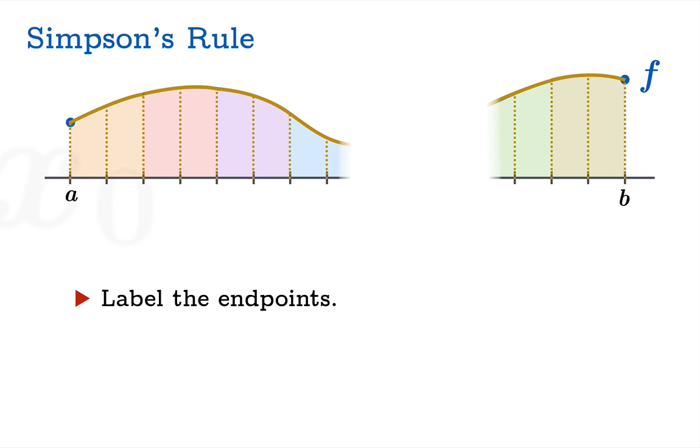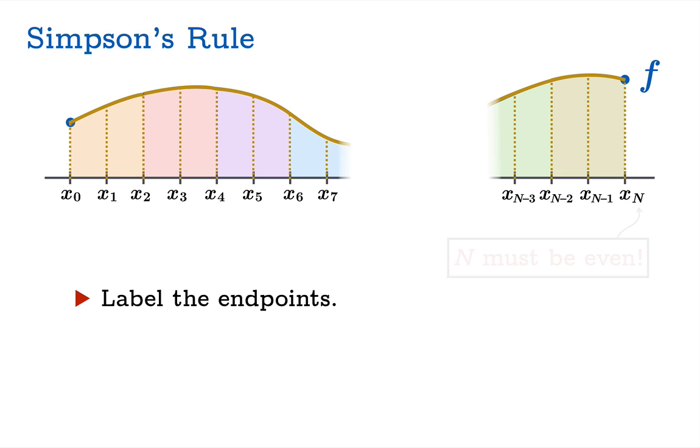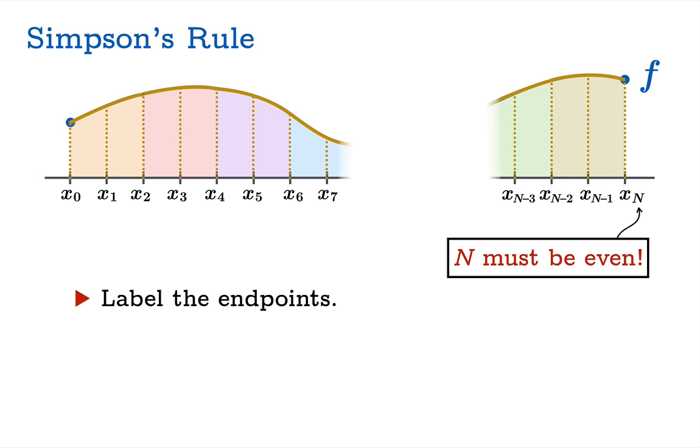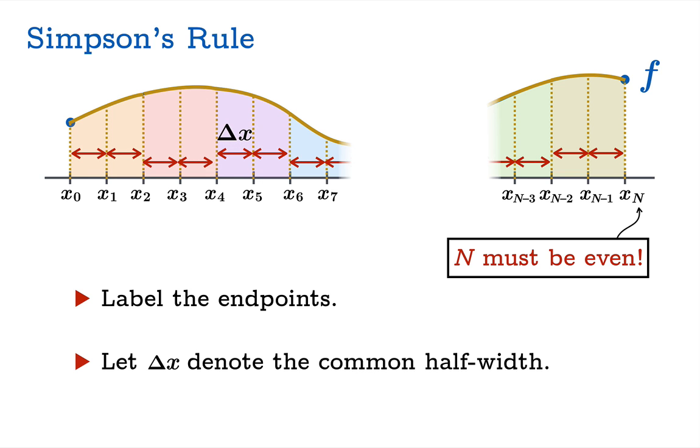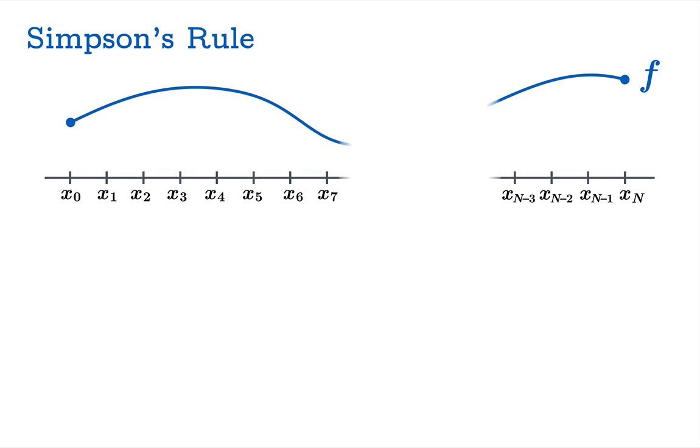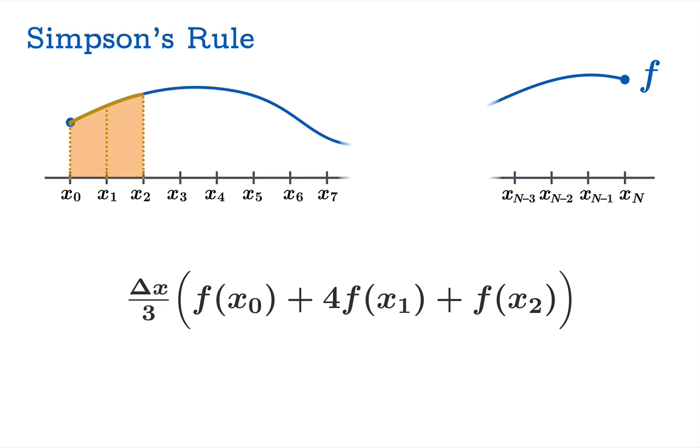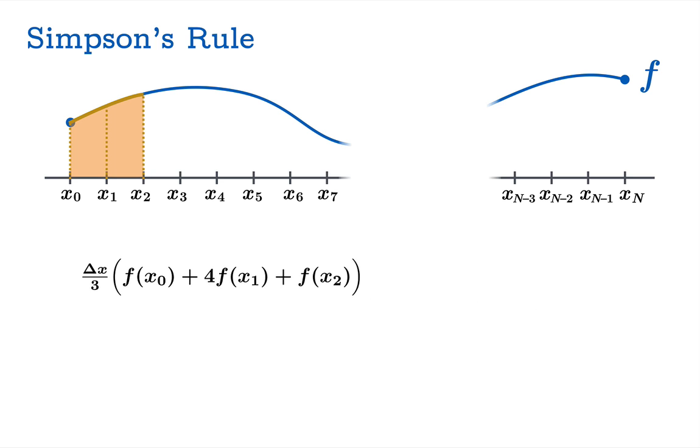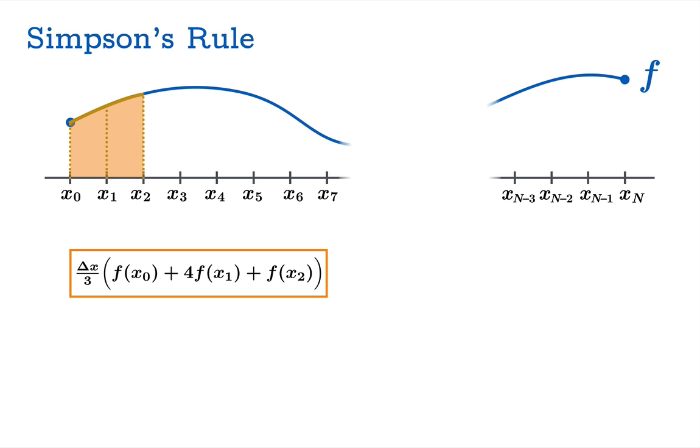So let's label the endpoints. We'll start with x0 and label them sequentially. And of course, the last endpoint, if we call it xn, we remember that n must be even for this to work. Now, we'll let the common half-width be called delta x. And now we will apply the 1-4-1 rule on the first pair of subintervals. So we would get this expression, the half-width divided by 3 times the sum of the left-hand function value, 4 times the center function value, and the right-hand function value. So this is our contribution for the first pair of subintervals.